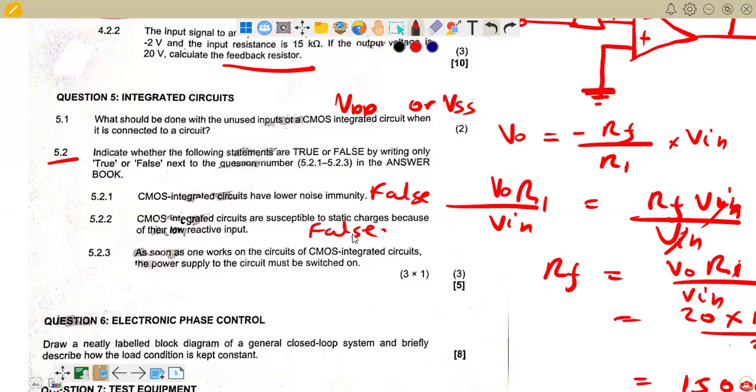And in the next one, as soon as one works on the circuits of CMOS integrated circuits, the power supply to this circuit must be switched on. That's again false. On the contrary, switch off the power before you work on the circuit. It's a prerequisite. It's very important that we do so. Electronic phase control. Let's go now to question number 6.